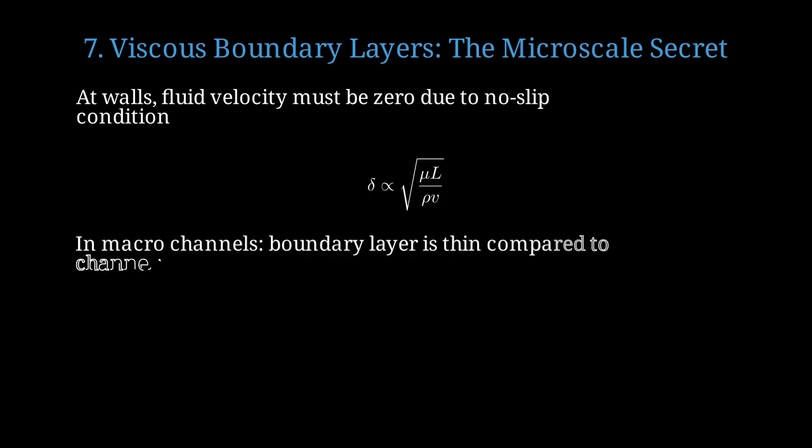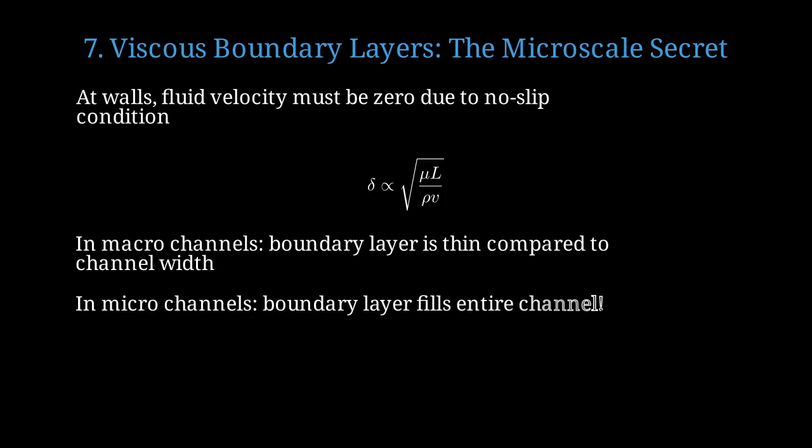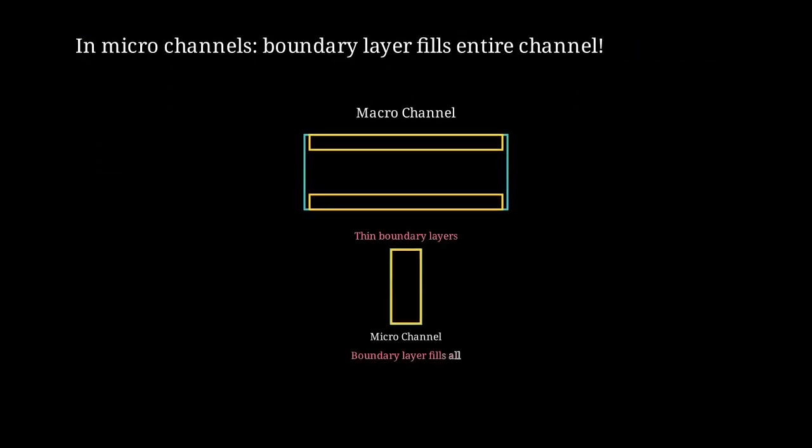In macroscale channels, this boundary layer is very thin compared to the total channel width, so most of the fluid can still develop turbulence. But in microchannels, the boundary layer grows so thick that it fills the entire channel. There's no room left for turbulence to develop. In a macrochannel, thin yellow boundary layers hug the walls with free space between. In a microchannel, the boundary layer fills everything, eliminating turbulence.